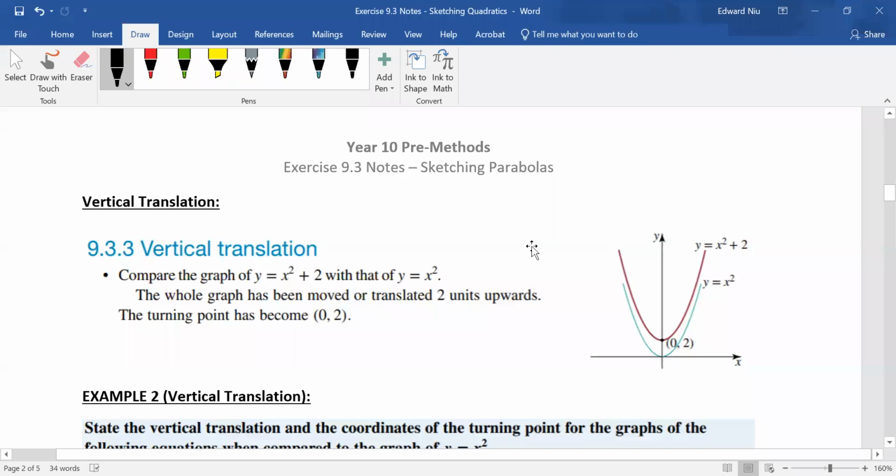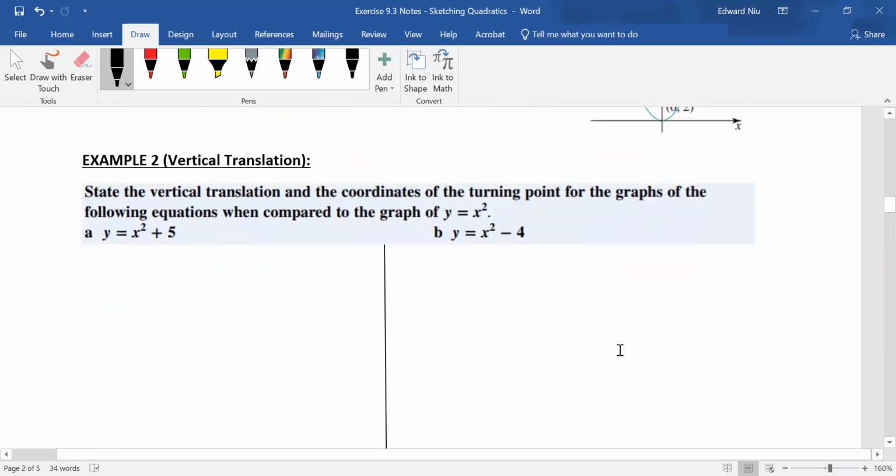Right, so the next one we take a look at is vertical translation, and this is where we have a constant in our equation, okay? A constant is just a number by itself without any pronumerals attached. Here we see y equals x squared plus 2 compared with y equals x squared, and it simply just shifts up the y-axis where the turning point is at 0, 2. So 2 places above the origin of the original y equals x squared turning point.